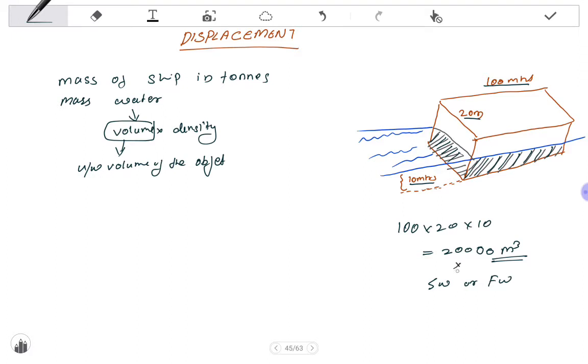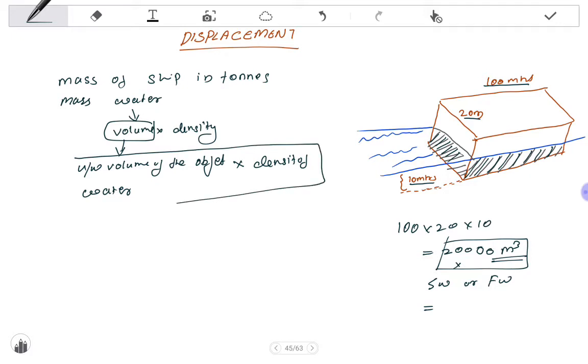Depending upon whether the vessel is floating on sea water or fresh water, we have to multiply with the density of the water. When we multiply with density, if it is fresh water, then it will be 20,000 tons. So displacement can be found out as underwater volume of the object times density of water.